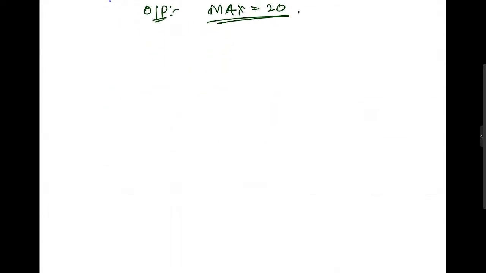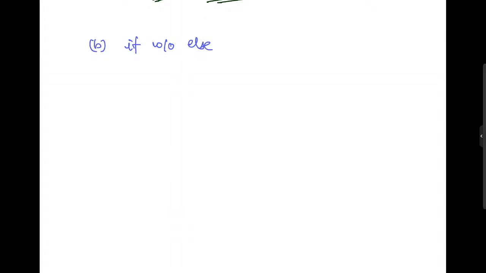So moving on, we have B, if without else. Now in if without else, what do we have? It's very simple. It's just an if condition or expression, and this block is executed. That's it.